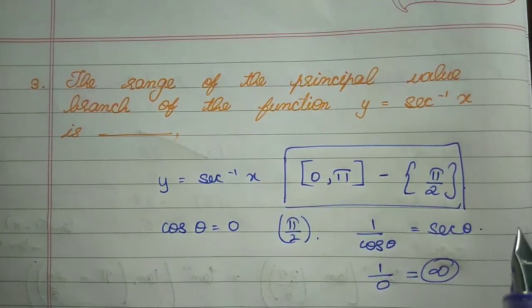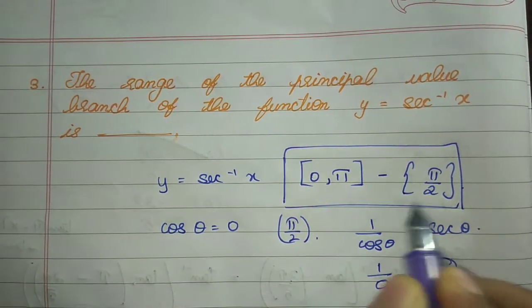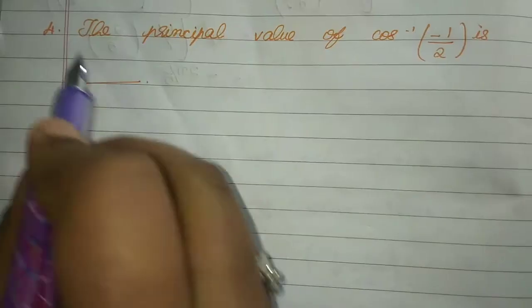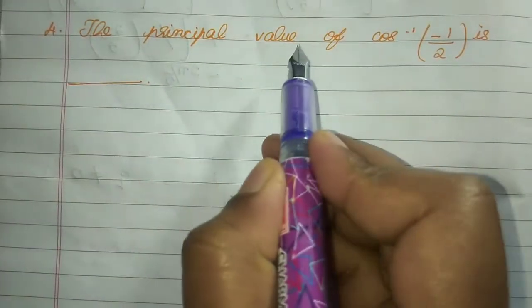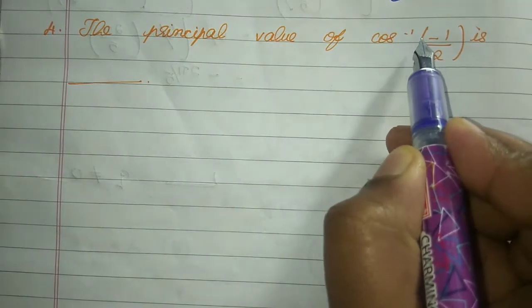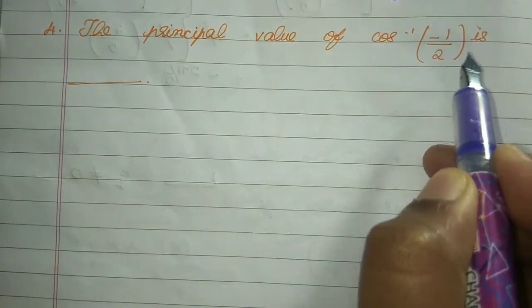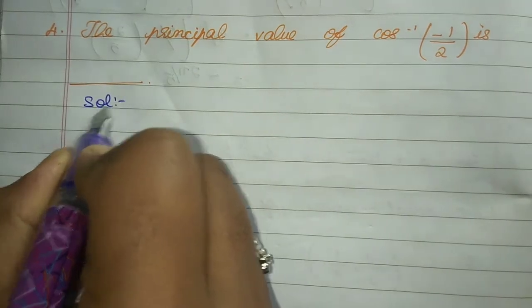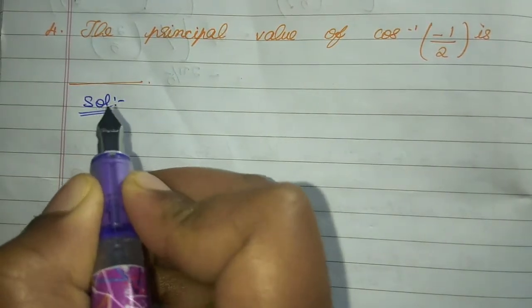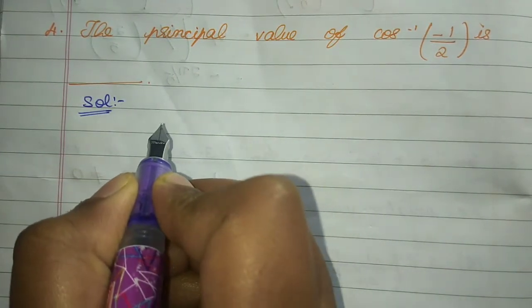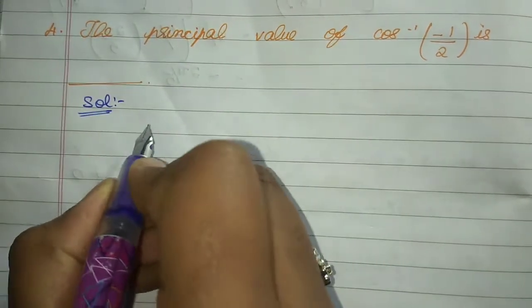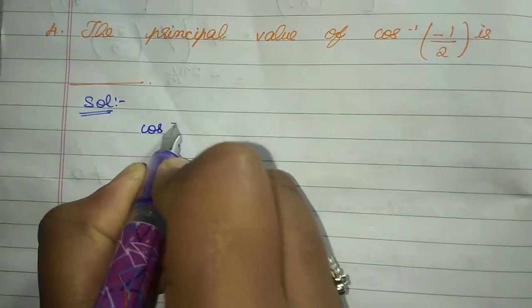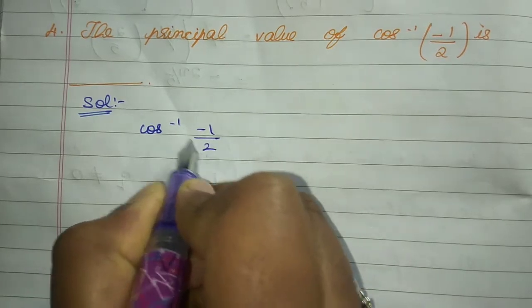0 comma pi closed interval minus pi by 2. Question 4. The principal value of cos inverse of minus 1 by 2 is what they have asked. So, for these types of fill in the blanks, you can just do 3 to 4 steps. Let us write cos inverse of minus 1 by 2.